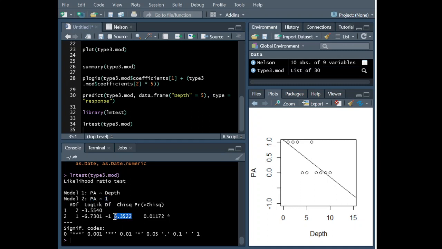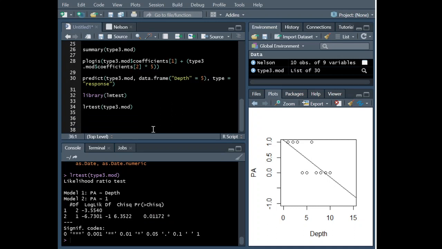We get a chi-squared statistic of 6.35. Degrees of freedom is 1 because there's one fewer parameter in an intercept model than ours. And our p-value is 0.0117, significant at the 0.05 alpha level. And so our result here is unlikely if the null hypothesis of that intercept-only model were true. Now we've got a significant p-value for the model. We report the chi-squared and the degrees of freedom as well.